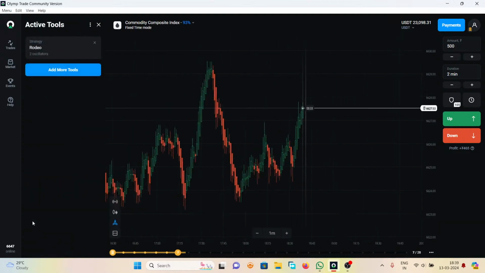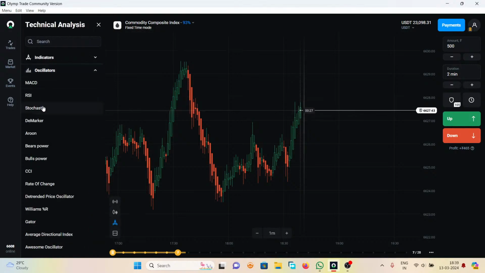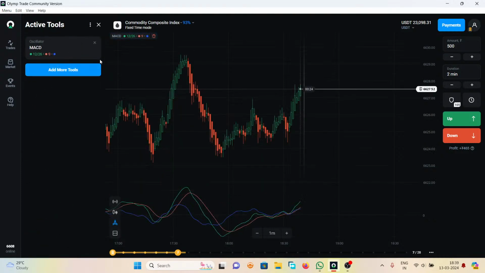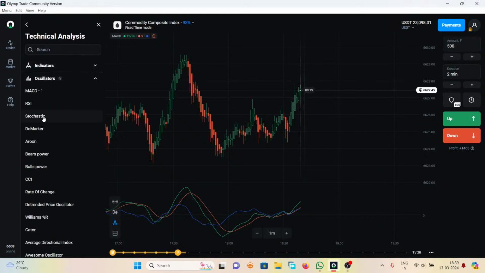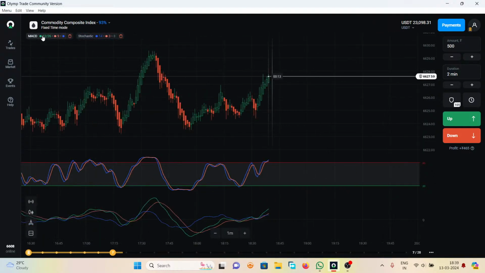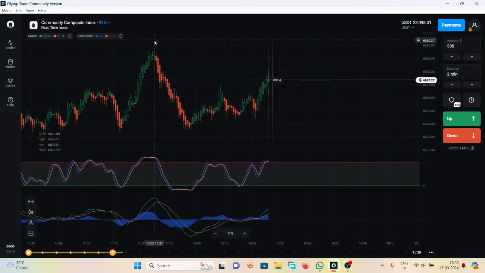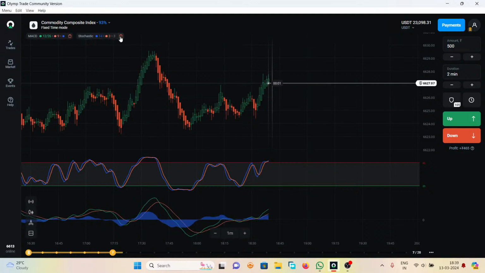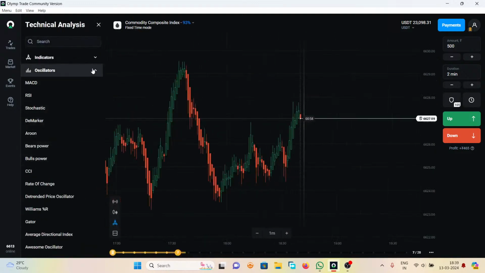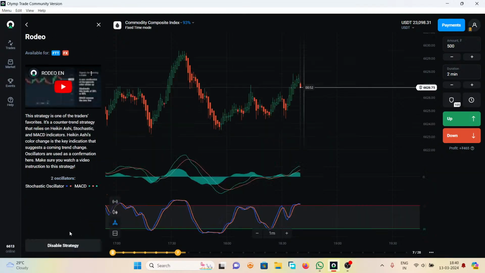Then you go again to the technical analysis section. Go to the oscillators. First of all, click on MACD. Then again go to add more tools, oscillator, and click on stochastic as well. When you are going to use the MACD, again you need to go to the MACD and change it from histogram to chart. That's it. Now the strategy is going to be set automatically. And those who have expert status, there is no need to worry. Go to the strategies, click on the Rodio, enable the strategy, and done.